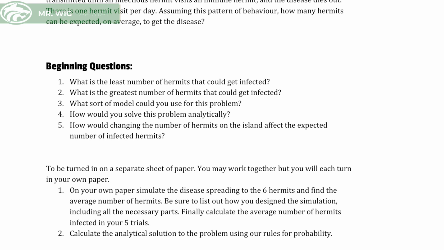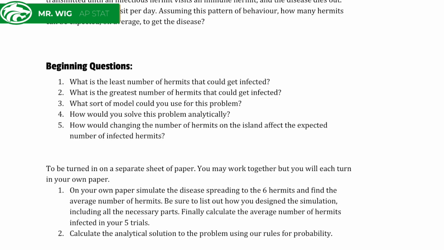I also want you to do this analytically. Since we know how to do probability now, I would like for you to work out the theoretical probability of all 6 hermits getting infected. I also would like you to figure out, on average, how many people would you expect to get infected? That's question number 5.